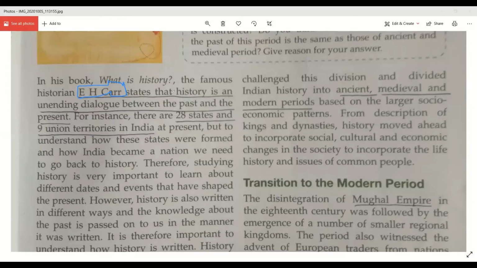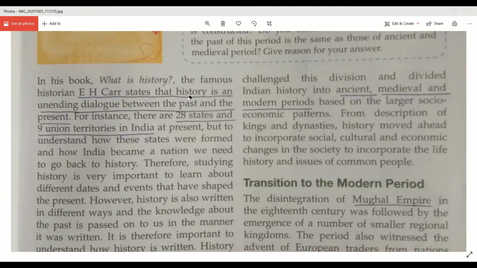He says history is an unending dialogue between the past and the present. According to E.H. Carr, history is a dialogue. Dialogue is when two people talk to each other. So according to E.H. Carr, history is like our past talking to the present, and our present is talking back to the past. That is the definition given by E.H. Carr, and I request you to please make a note of this definition.